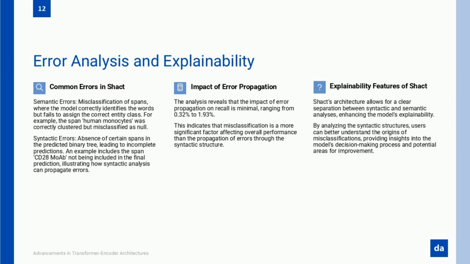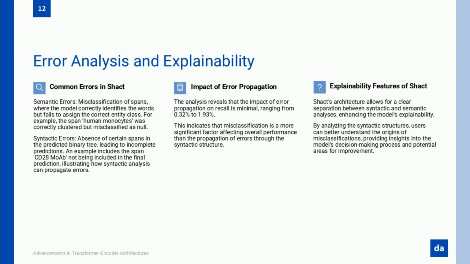But the researchers didn't stop there. They analyzed the impact of error propagation and found that it had minimal effects on recall, ranging from 0.32% to 1.93%. This was a surprising insight. It suggested that while small errors could cascade through the system, their overall impact was limited. Instead, misclassification emerged as the more significant challenge.